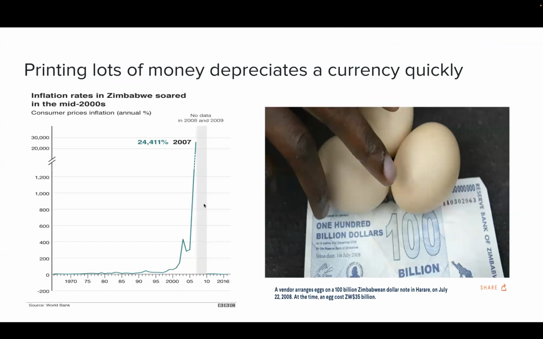Of course, printing lots of money. Zimbabwe is my favorite example. Once they get the printing going, you can see how they were trying to basically just create money out of thin air, and they were able to create money out of thin air. And here it takes 100 billion Zimbabwean dollars to buy 3 eggs.